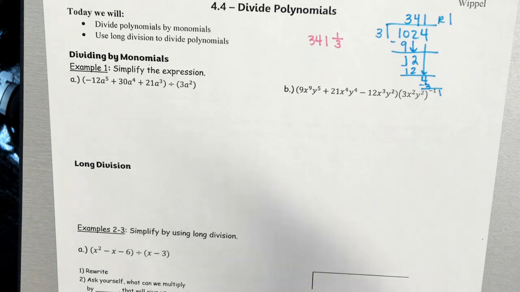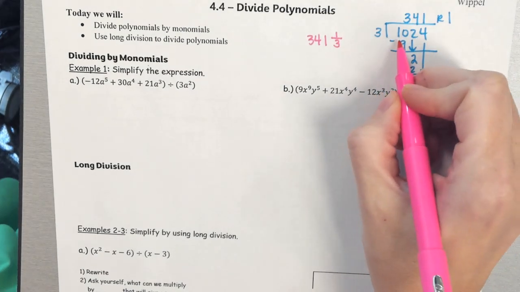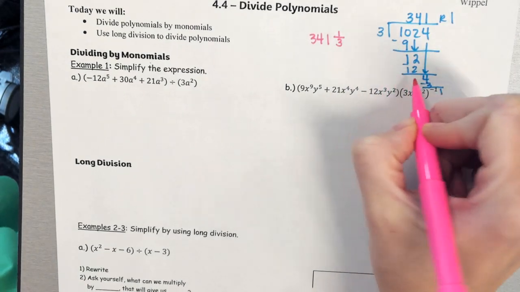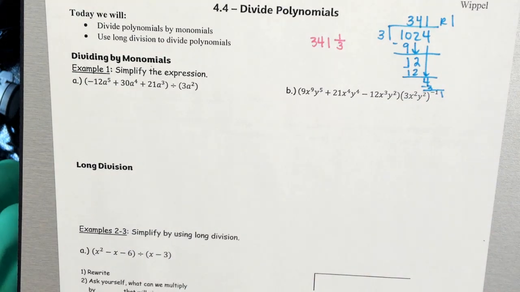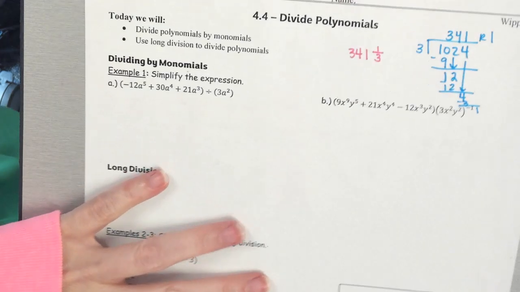But you always want to find out what goes into your value, and then you're going to subtract once you multiply. So we're going to use that same thing today when we are doing long division with polynomials. So we're not going to do long division with numbers. We're going to be doing that with polynomials.